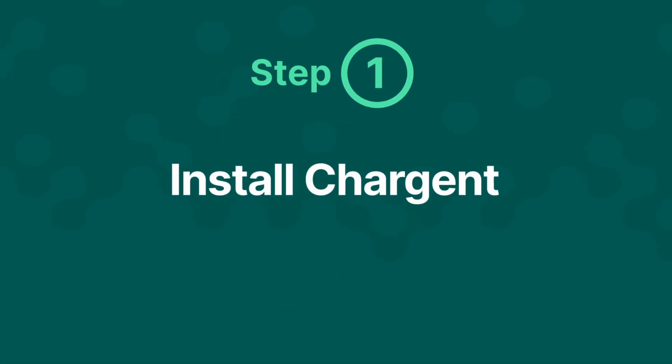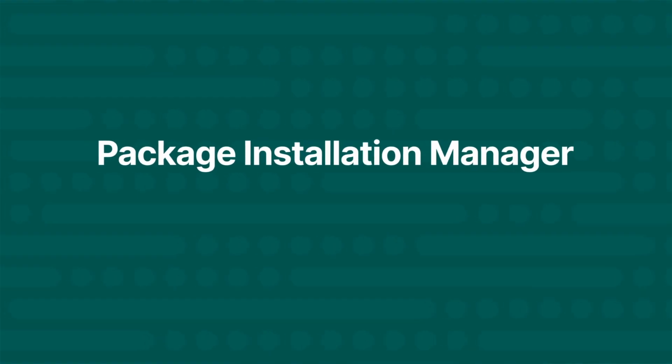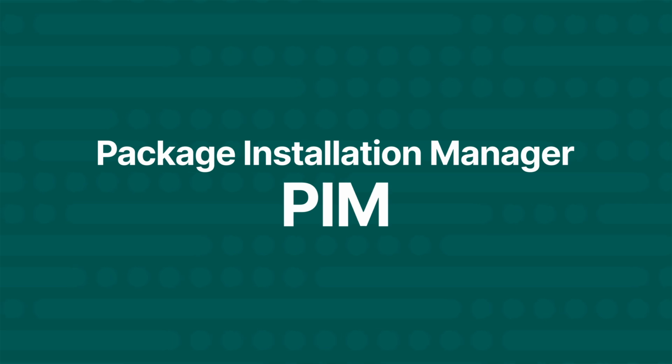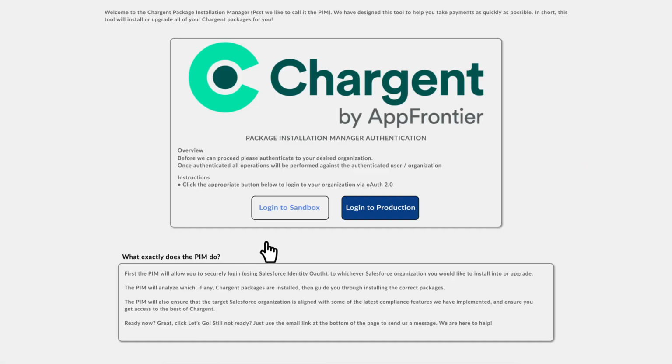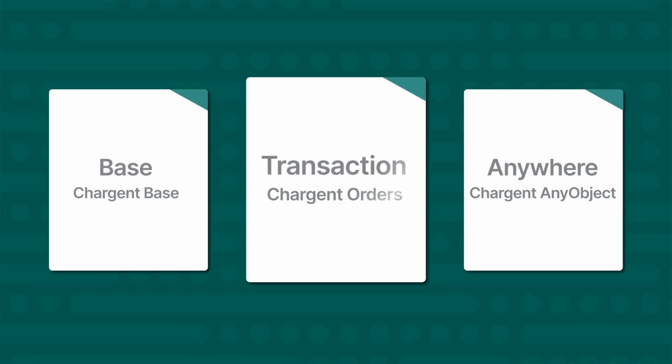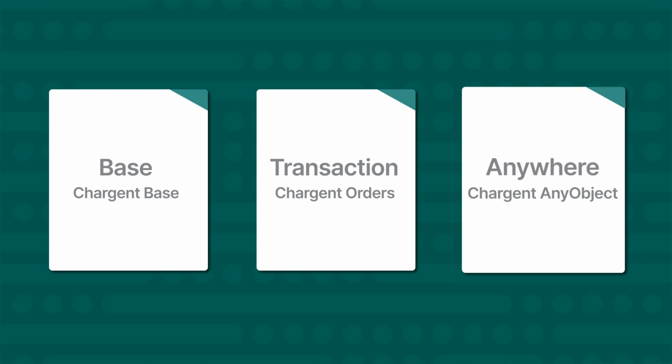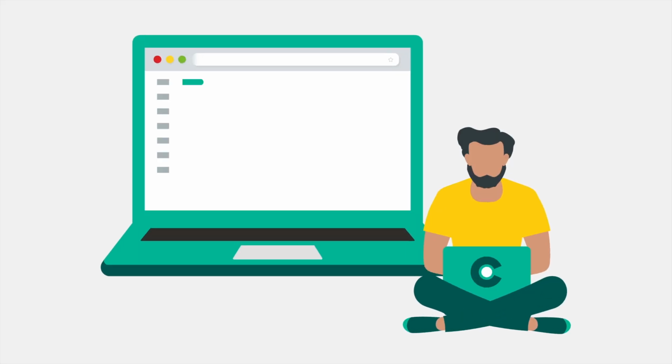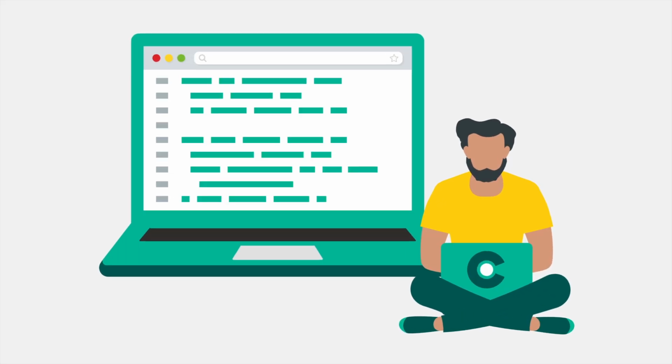Step 1, install Chargent. First things first, install Chargent using our Package Installation Manager, aka the PIM. We'll leave a link to the PIM in the description below. The installation will take a few minutes to complete, installing 3 packages in your org: Chargent Base, Chargent Transactions, and Chargent Anywhere. We recommend refraining from navigating away from the PIM during installation. Some browsers include a memory mode that may interrupt your installation.